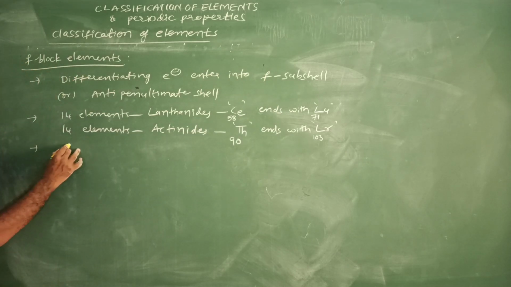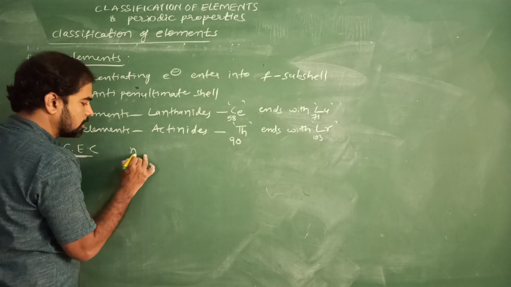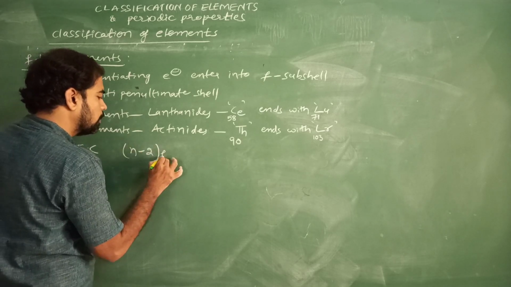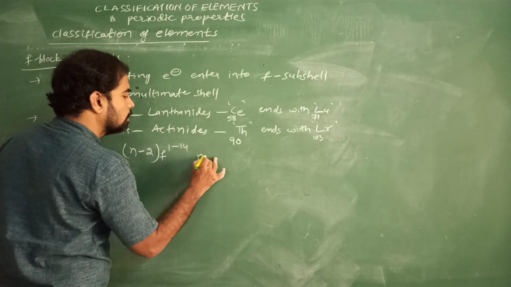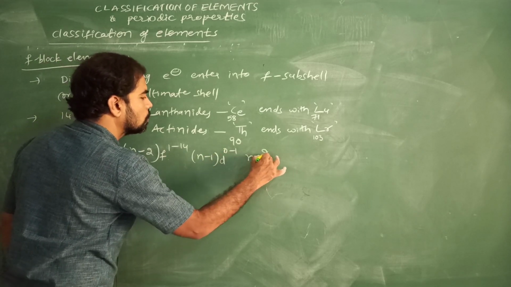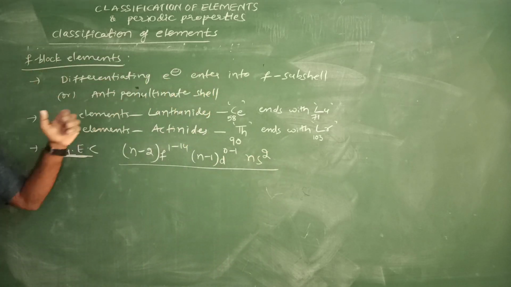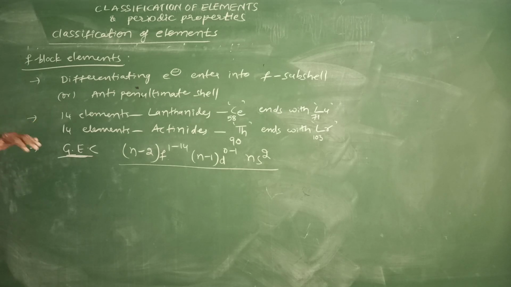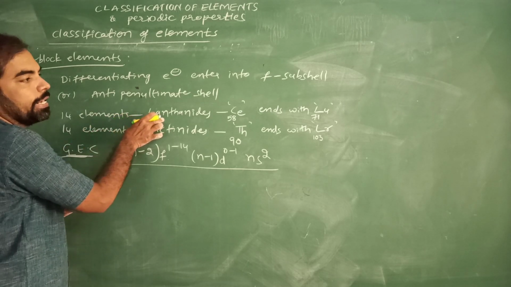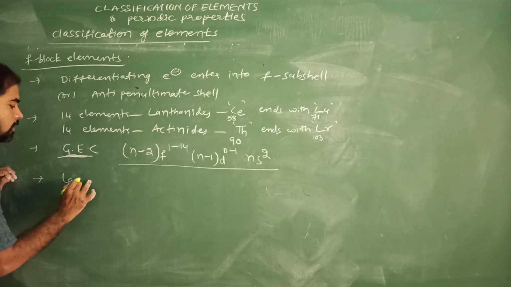The general electronic configuration is important. The general electronic configuration of F block elements is (n-2)f 1 to 14, (n-1)d 0 to 1, ns2. So this is the general electronic configuration of F block elements. In F block elements, the lanthanides are called rare earth elements.